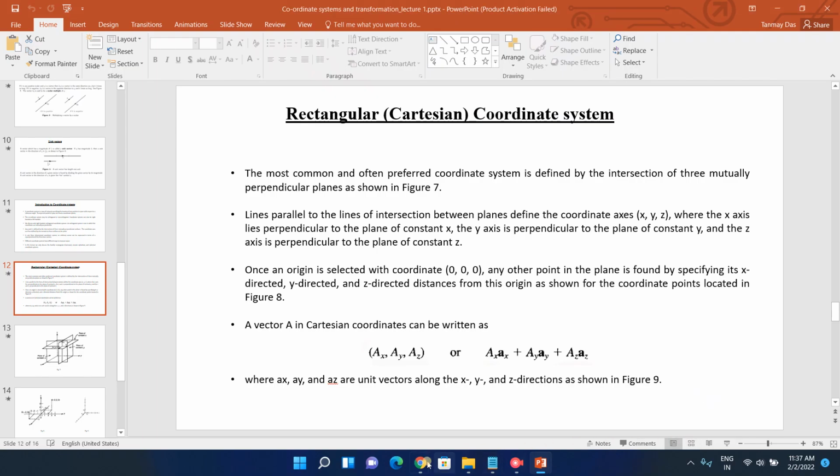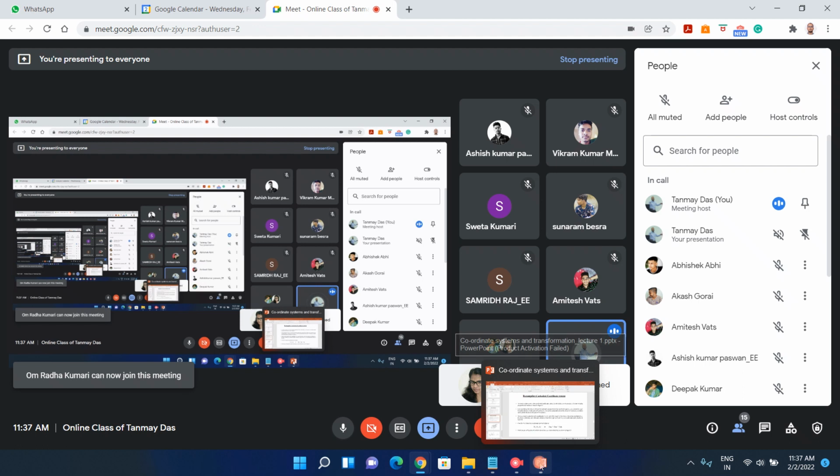So, rectangular or Cartesian coordinate system. In the last class we had a brief discussion regarding this coordinate system. We have seen that it is an orthogonal system, because all the three coordinate systems that we are going to study are right-handed orthogonal systems. That means all the axes, because these coordinate systems are three-dimensional. Whichever you choose out of Cartesian, cylindrical or spherical, all will be orthogonal, because the three axes are at right angles to each other, that means perpendicular to each other.